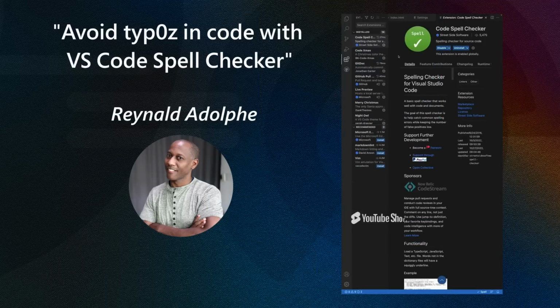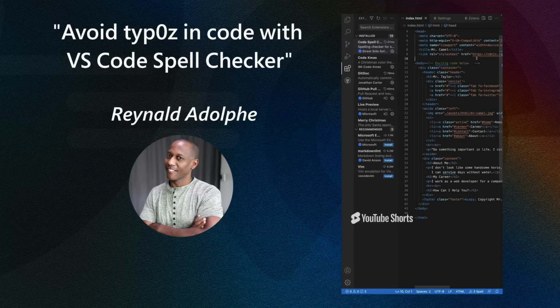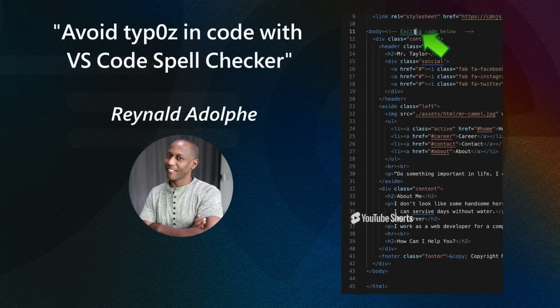If you're like me and you don't like having typos in your code, download and install this extension called Code Spell Checker. What's great is that it works on multiple types of files, but in this case I have an HTML file here, and on line 11 I have a typo with this word here that if I click on it, the light bulb will show up and I'll choose the correct word, which is exciting.